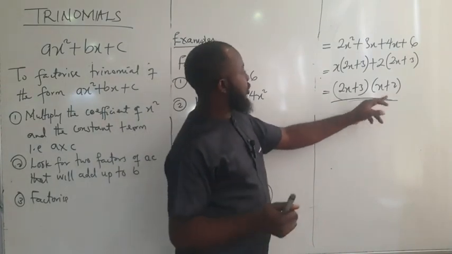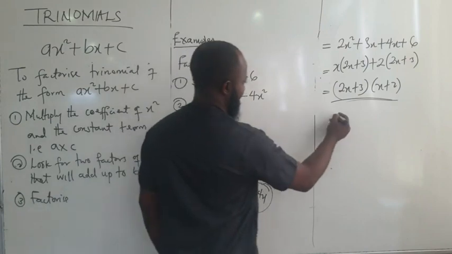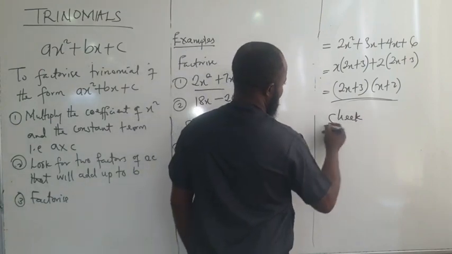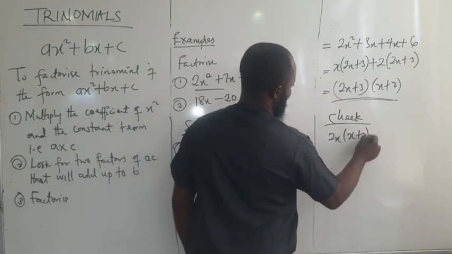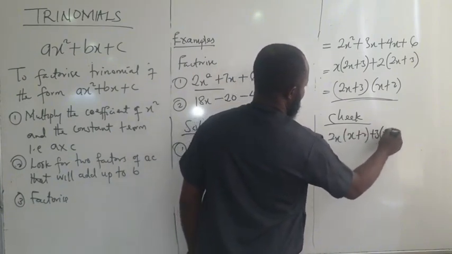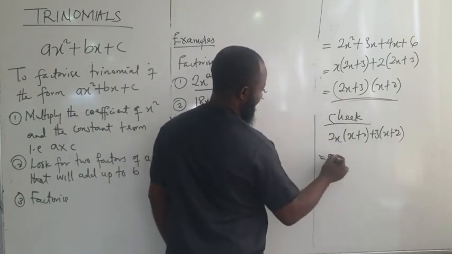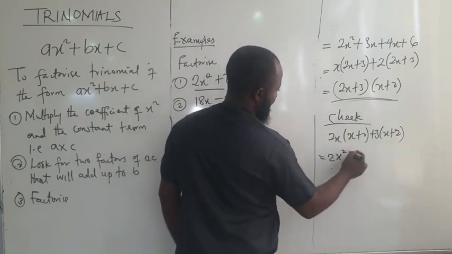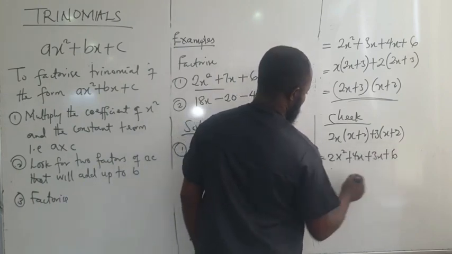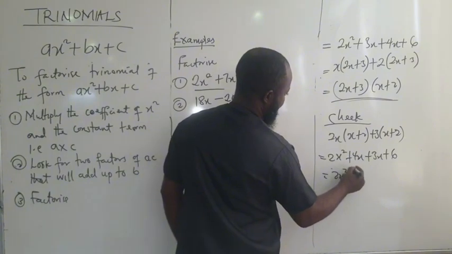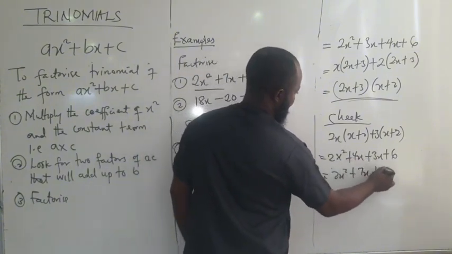You can expand this. If you expand it, you must get the question here. So let's try this out. Let's check this. That is 2x into bracket x plus 2, then plus 3 into bracket x plus 2. So we have 2x squared, right? Plus 4x plus 3x plus 6. So this is 2x squared plus 4x plus 3x, that is 7x, then plus 6.